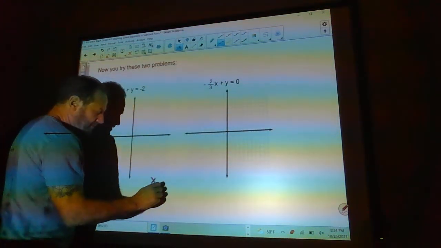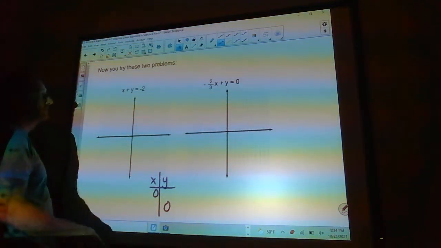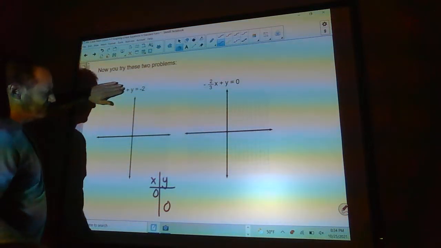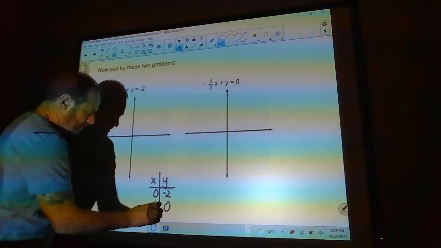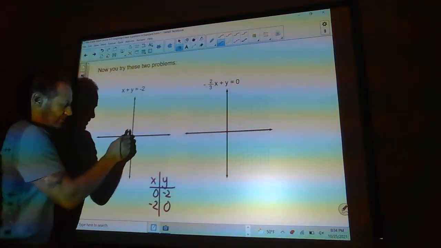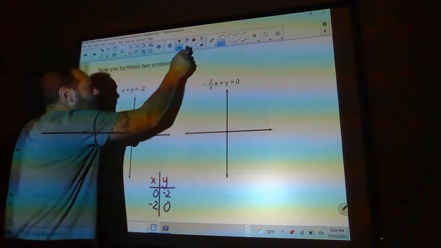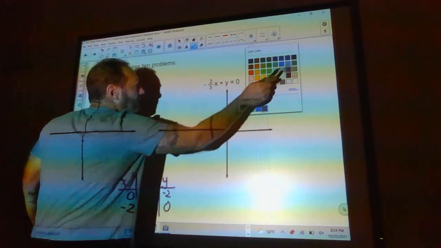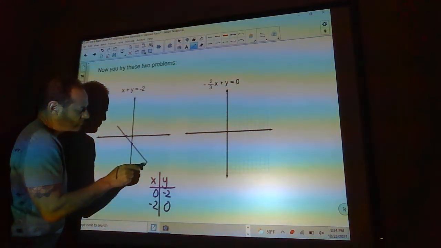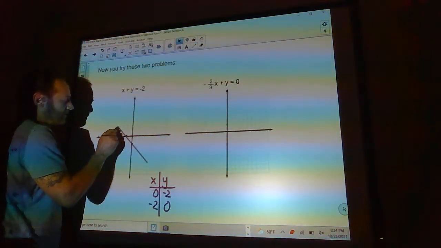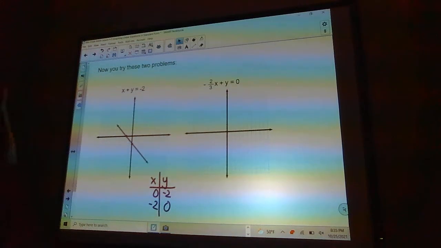Okay, this one here, super simple. Make a table, 0 in for x, 0 in for y. If I plug in 0 for x, I get y is negative 2. If I plug 0 in for y, I get x is negative 2. That's about as easy as it gets, folks. So 0, negative 2 is right here. Negative 2, 0 is right here. Get my line maker. Go ahead and make your line, just like so. And we're done with that one.